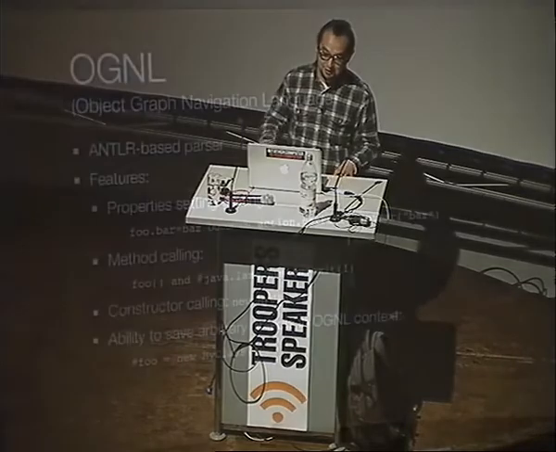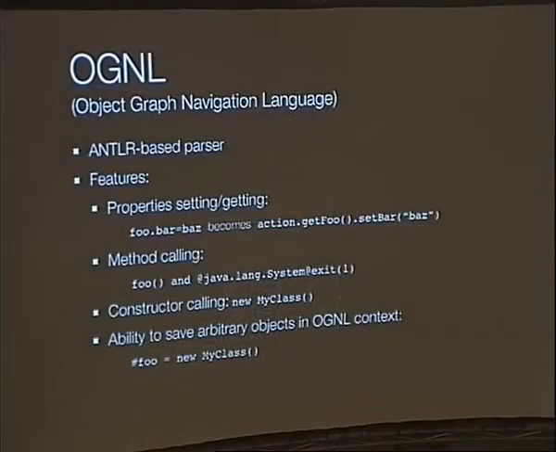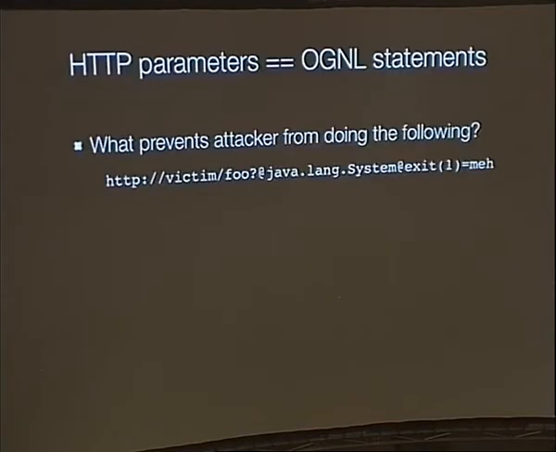And it allows you to save things into context variables. In the last example, we create a myClass object and save that instance into a foo property. Now you may wonder, if HTTP parameters are actually OGNL statements, why you cannot simply call victim.foo, whatever the action handler is, and pass an OGNL statement like java.lang.System.exit with parentheses, right? In reality, you can, or you could.